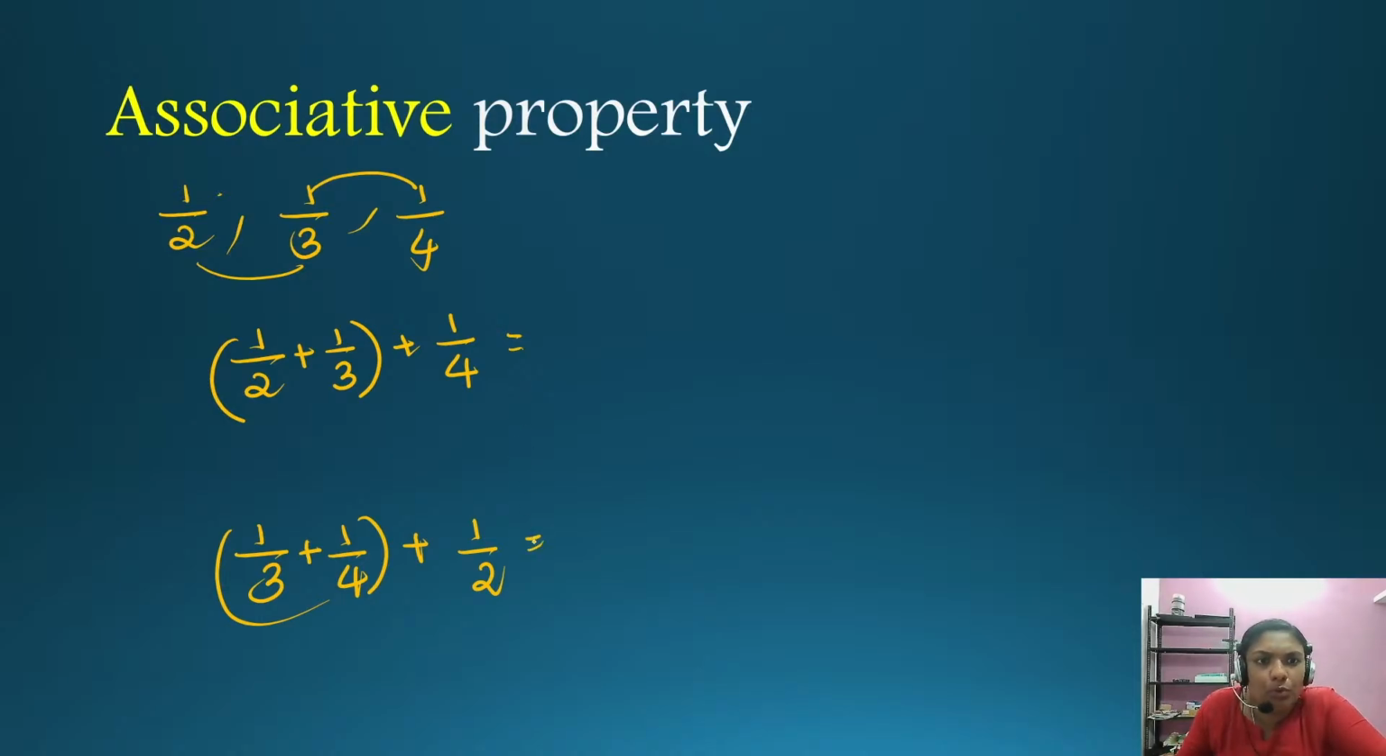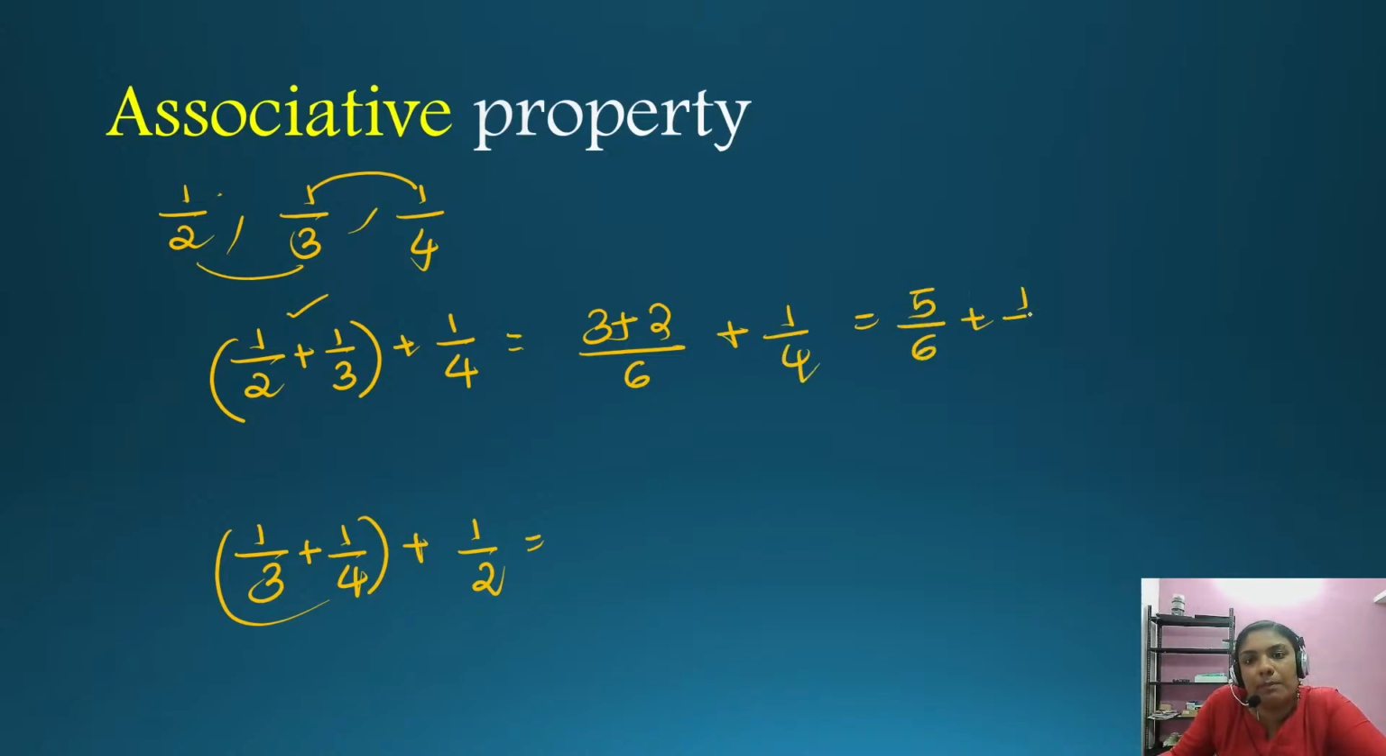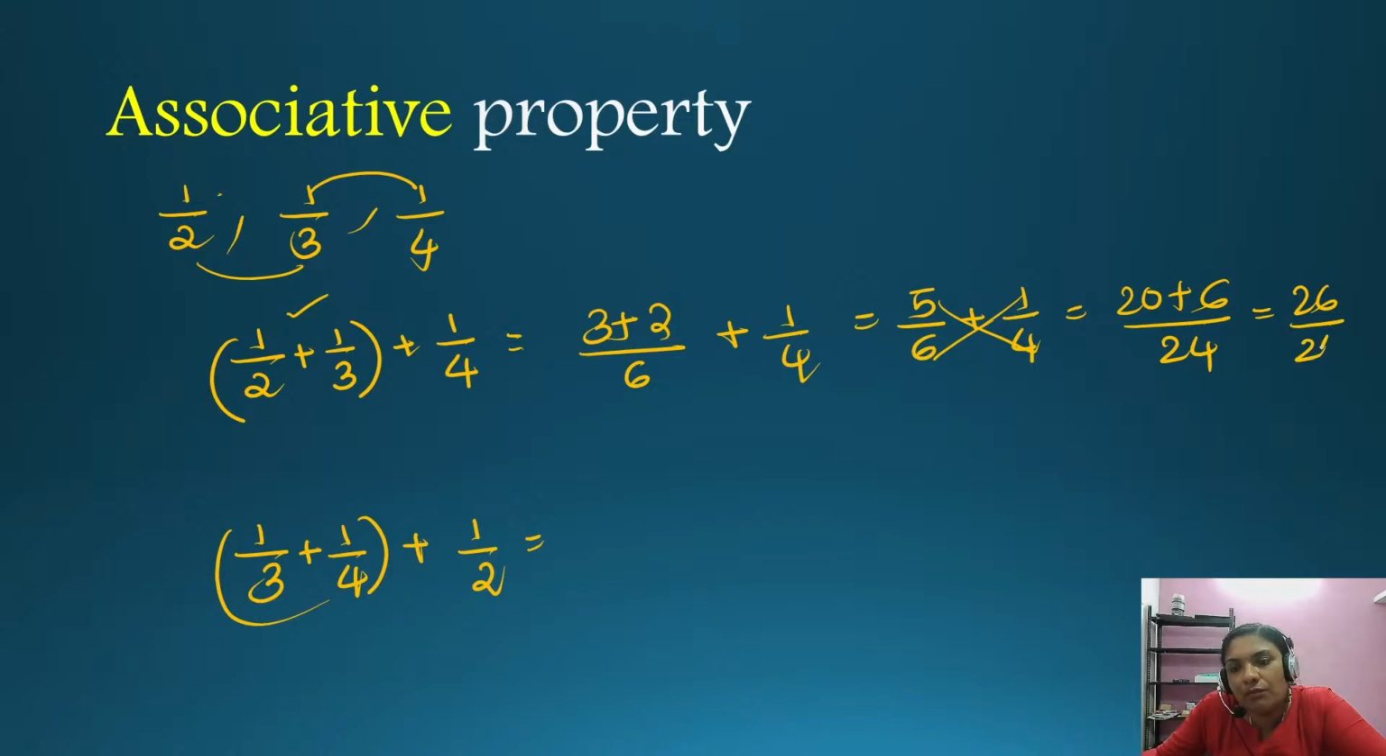We can form one more group, right? But this is enough for now. Let's check with these two groups. Okay. So let's do the bracket now. 1 3 is 3 plus 1 2 is 2, by 2 3s are 6, plus this 1 by 4. Now 5 by 6 plus 1 by 4 will give you 20 plus 6 by 24. So that is 26 by 24, which can be written as 2 into 13, 2 into 12. So the answer is 13 by 12.